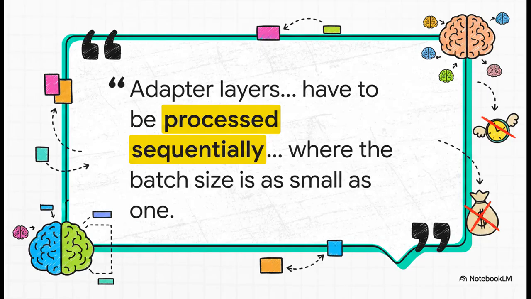And this quote from the original research paper really nails the problem. Because those adapter layers have to be processed one after the other, sequentially, they add a little bit of extra time to every single request. This creates something called inference latency, basically a delay before you get an answer. And for any real-world app, that's just a total deal breaker. You can't have that lag.